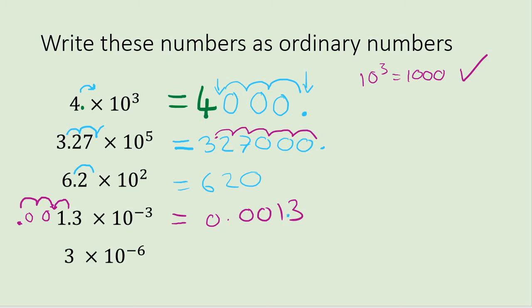And again, we'll just do a little check. So put that point in there. 1, 2, 3. Yes, it's moved 3 times. Wonderful. And the last one, we've got a -6 here. Decimal point is there. That's 1.